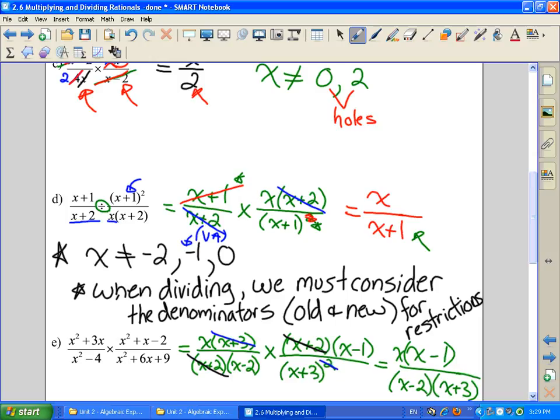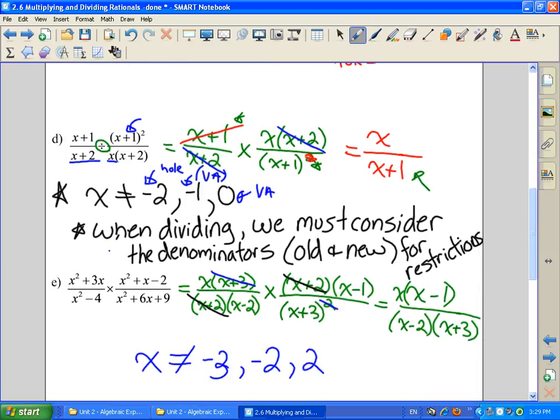Whereas the other two, look at the denominator. This one is a hole and a hole. I apologize. The 0, since it still occurs, is going to be a vertical asymptote, and the one that cancels out is going to be your hole. Just remember, I wrote that out already. When dividing, we must consider the denominators old and new.